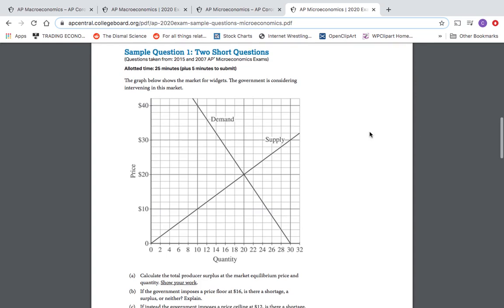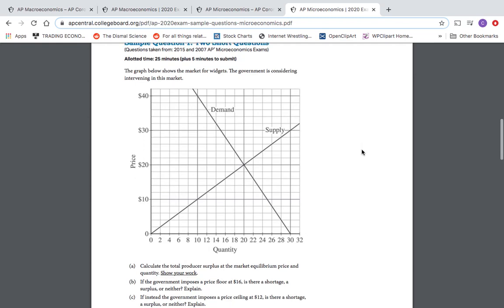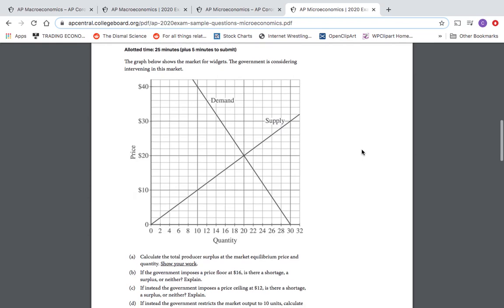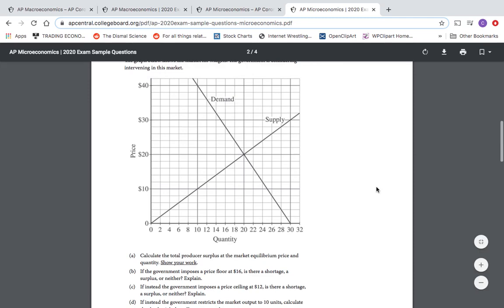started Micro. So this is just a simple supply and demand graph for widgets. There's a lot of basic supply and demand. They say the government is considering intervening in this market. So let's see what they want to do. Basic supply and demand analysis, nice and simple. You see your equilibrium price, your equilibrium quantity, where supply and demand intersect.